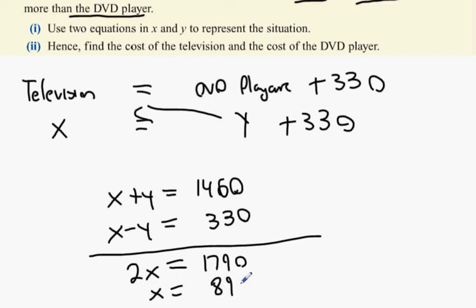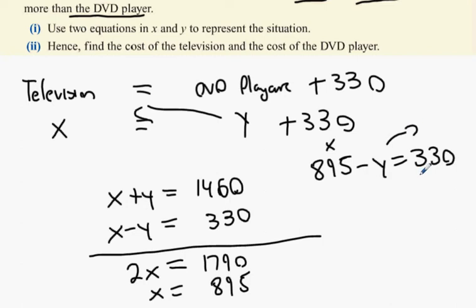895. Okay. So remember, the television minus the DVD player equals 330. The television is X, isn't it? X minus Y is 330. So replace X with 895.